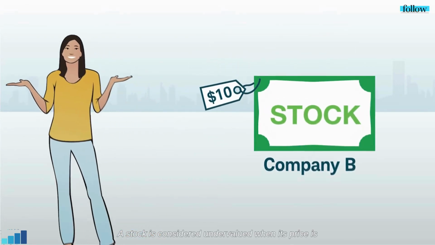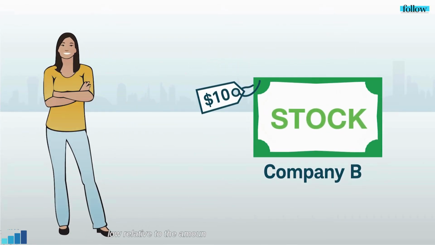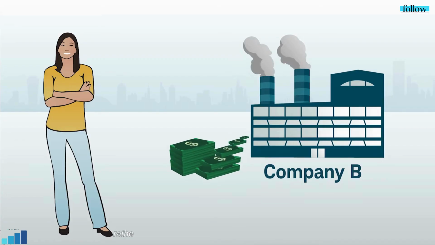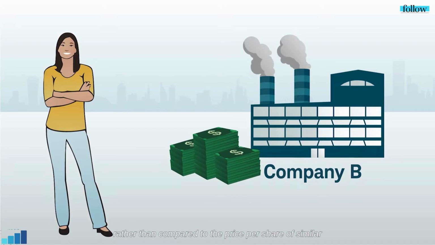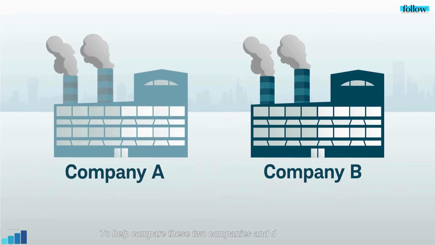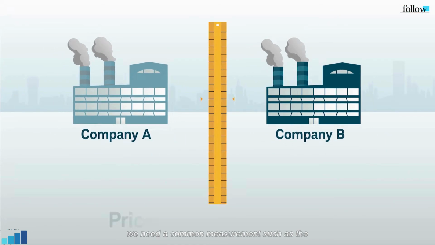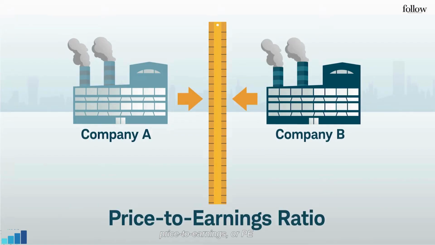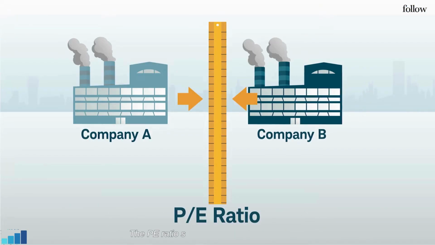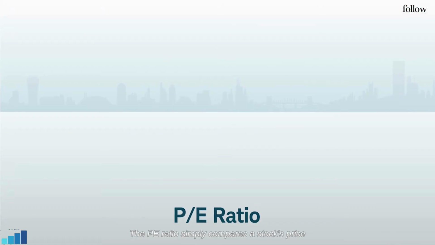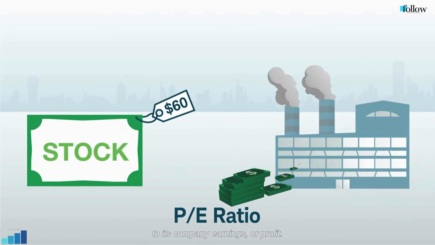A stock is considered undervalued when its price is low relative to the amount of money the company earns, rather than compared to the price per share of similar companies. To help compare these two companies and determine which may be the better value, we need a common measurement such as the price to earnings or P/E ratio. The P/E ratio simply compares a stock's price to its company earnings or profit.